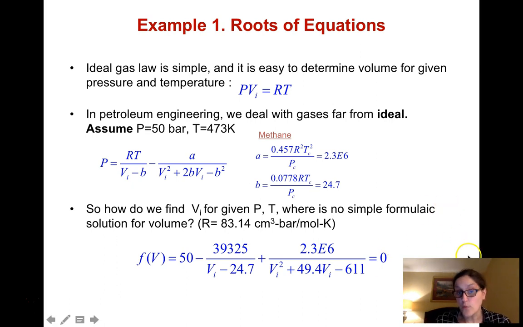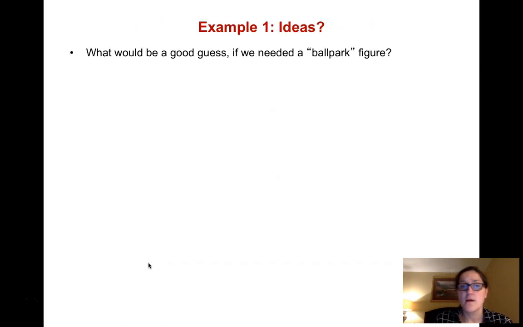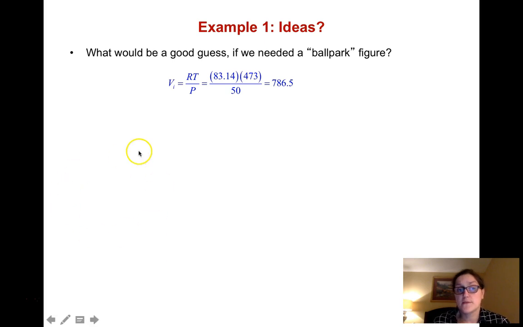Now what? We could just try to plot this and see where this function intersects 0. That's one way. If we don't have a plotting calculator, then maybe we can just try a couple of values. One good ballpark figure would maybe be the volume that the ideal gas law gives me.